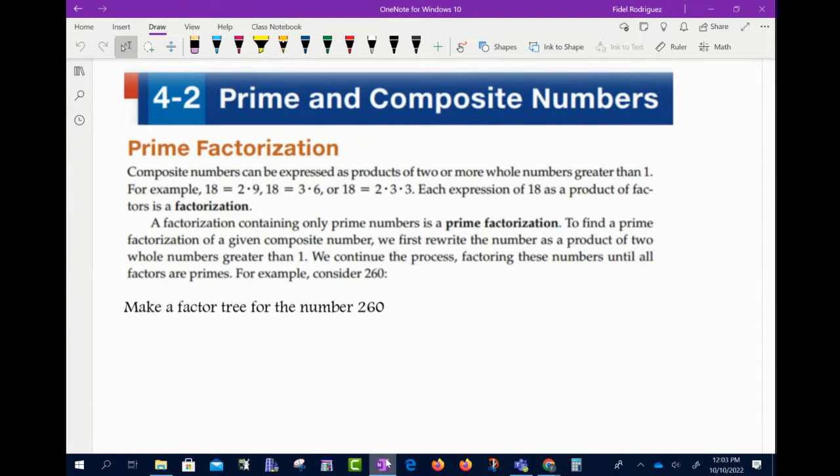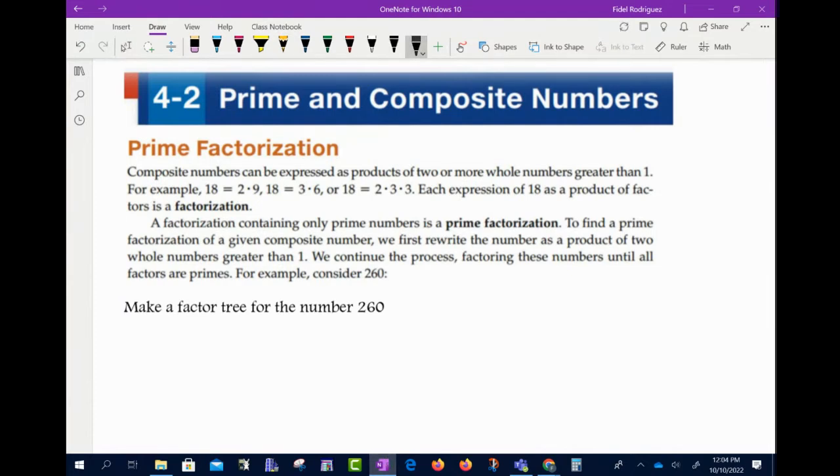And it says composite numbers can be expressed as the product of two or more whole numbers that are greater than 1. For example, 18 is 2 times 9, or 18 is 3 times 6, or 18 is 2 times 3 times 3. Okay, it says each expression of 18 is a product of factors called a factorization. Now, there's something called a factorization that only has prime numbers, and that's what we call a prime factorization, okay?